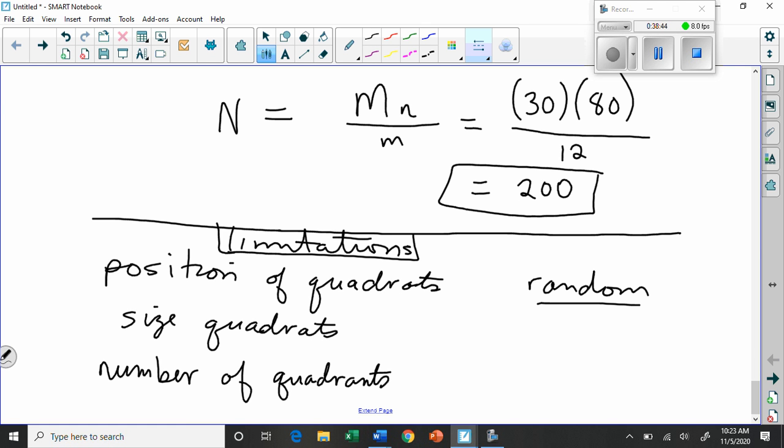It's like a poll for an election. If you only poll 30 people out of 200 million, you're not going to get a very good indicator, right? So you want to do, each poll is like a quadrat. You want to poll these 30 people and then poll another 30 people and another 30 people, so you're getting more people's opinions. Same thing here, number of quadrats.